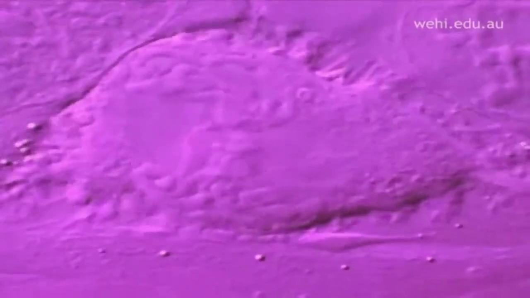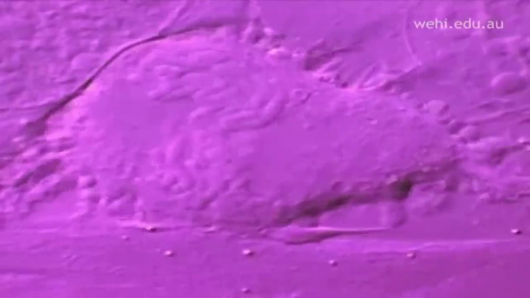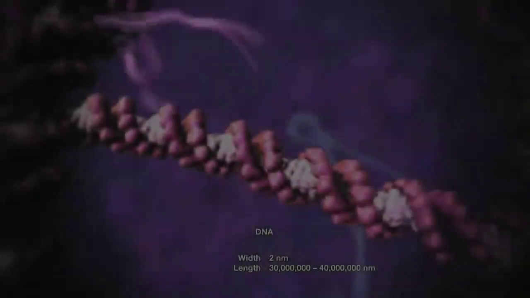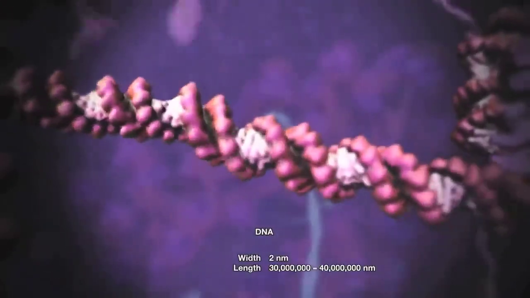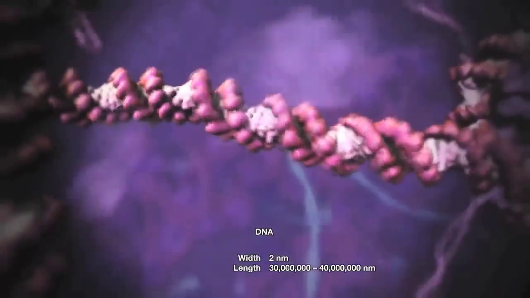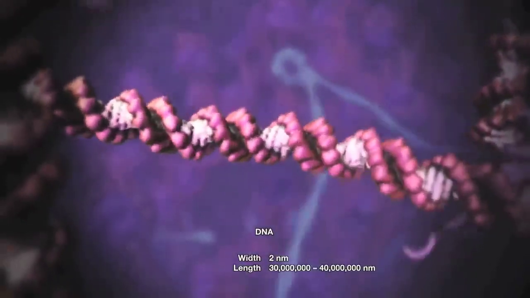Chromosomes are not always present. They form around the time cells divide when the 2 copies of the cell's DNA need to be separated. DNA in each one of your cells is just 2 nanometers across, but around 30 to 40 million nanometers long.